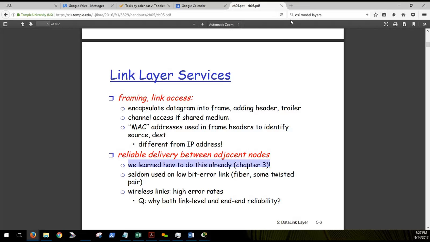Not in the link layer. End-to-end reliability is performed at the transport layer.